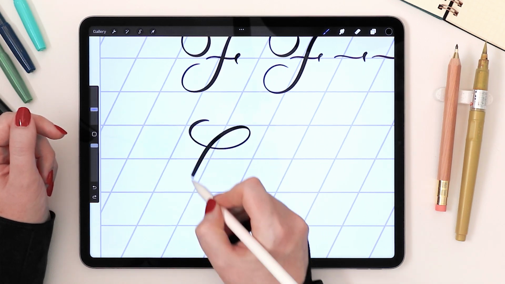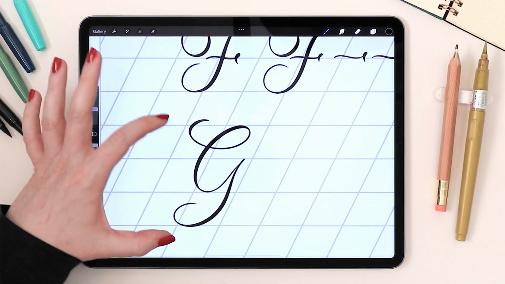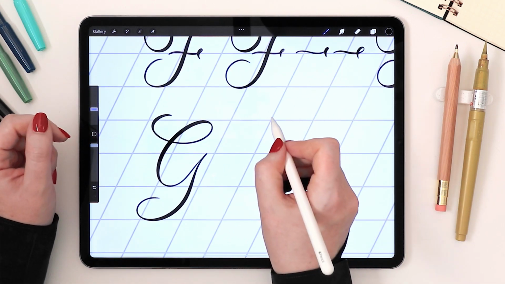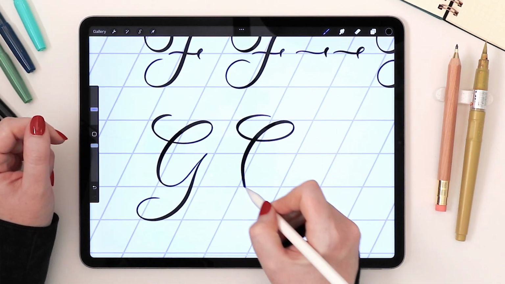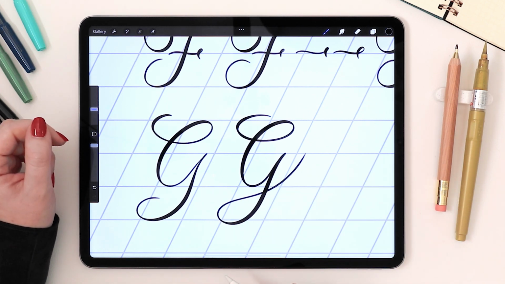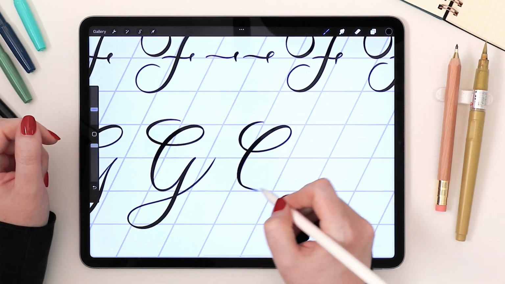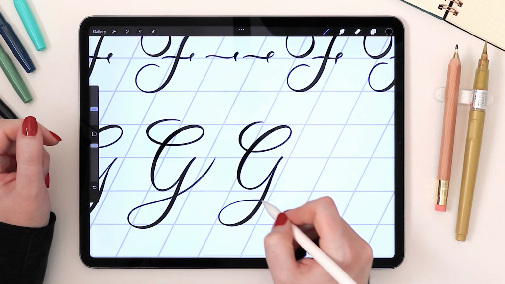G starts out very similar to C, but it comes up here and has a nice tail. So it extends all the way down to the descender height. You can have fun with that tail. You can even connect it to the following letter if you'd like. It's not that hard with a G. Depends what you want to do, but you can have a lot of fun flourishing that tail without too much effort or experience with flourishing.